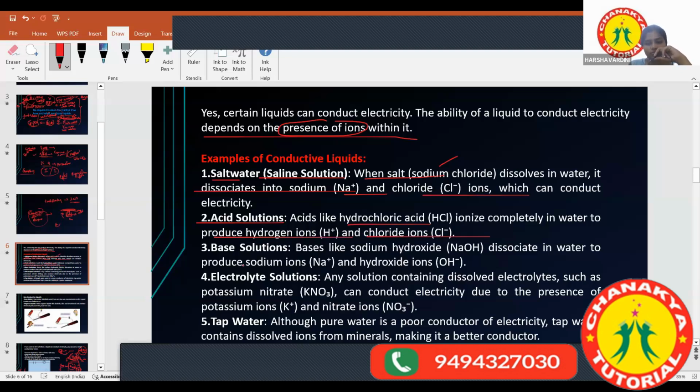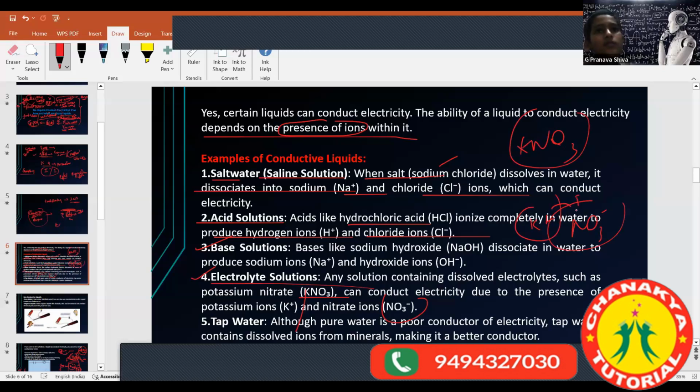Yes. Base solutions, like sodium hydroxide, dissociate in water to produce sodium ions and hydroxide ions. Are you understanding? Yes, ma'am. Electrolyte solutions like KNO3, potassium nitrate, become ions. Pranava Shiva, you asked me, KNO3 is there and they are becoming K plus and NO3 minus. So what are these two? Plus and minus ions, ma'am. Very good. These are ions, free ions.